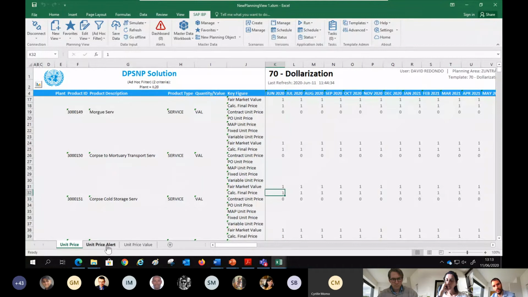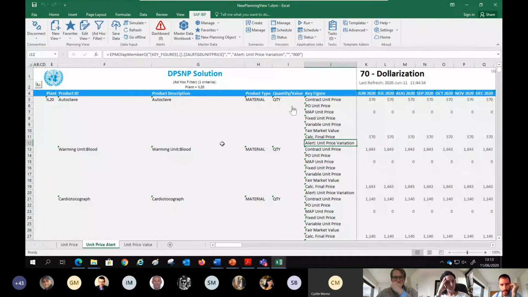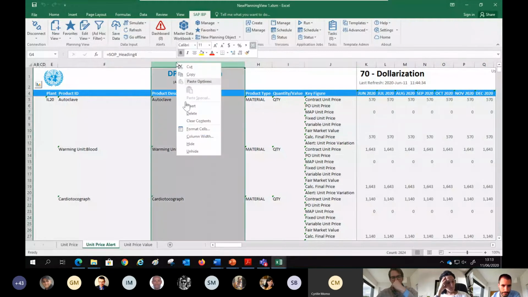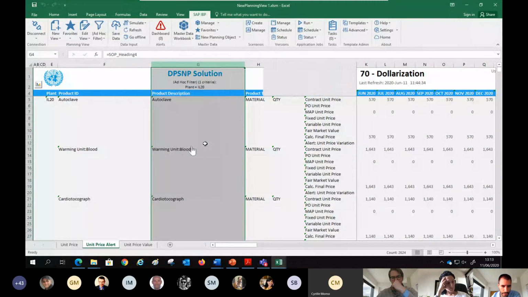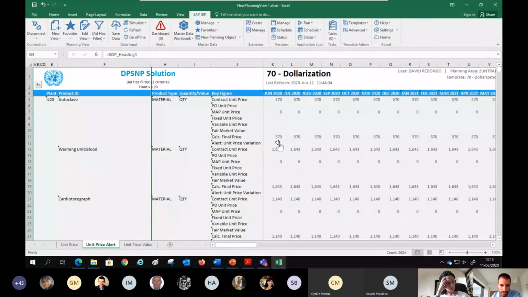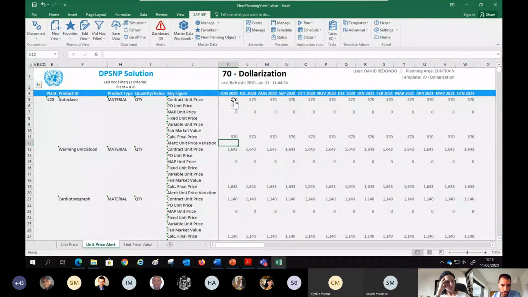So if I go now to the second tab, this one was about the prices. The second tab is called unit price alert. Again, I'm hoping that by the time you do the exercise, the prices will be restored. But the function of this tab is very interesting, because the solution will be comparing the different prices that it has available. Imagine that in this situation we have a contract unit price, a PO unit price and a MAP unit price.